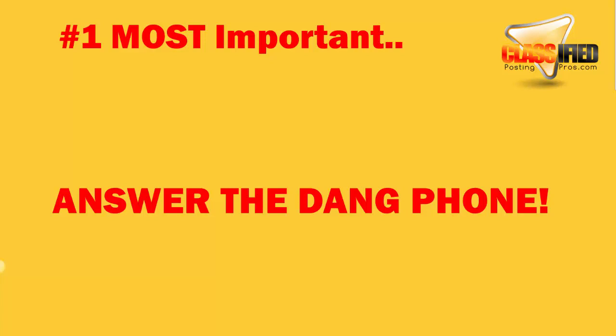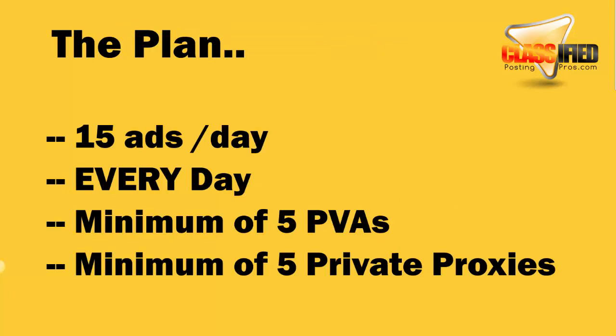And if you're going to put all this effort into posting, say, 15 ads a day, writing your ads, making the building blocks, making the titles, getting those out there, getting the IPs, the PVAs, doing all this work, answer the phone. It turns into money. So here's the plan. Run 15 ads a day, every day, with a minimum of 5 PVAs and a minimum of 5 private proxies. Again, the more the merrier, but this is the golden plan. If you follow this rule, you have it made. And repost the ads every 48 hours. So if you're doing that, you're technically posting 30 ads a day.